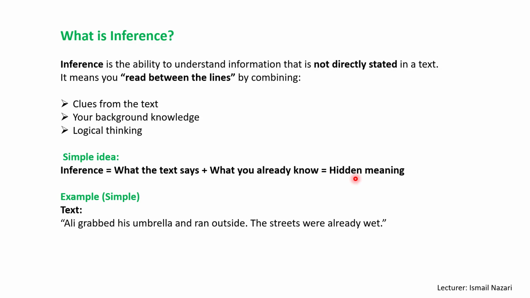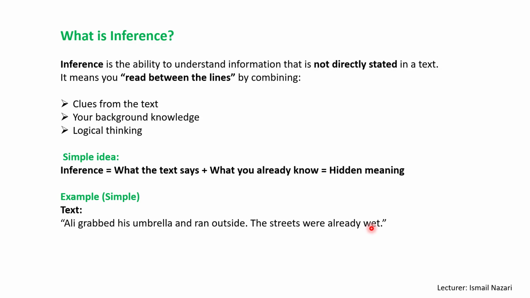Consider we have got this text. It's a simple example. We may say, Ali grabbed his umbrella and ran outside. The streets were already wet. So the first thing, here we have umbrella, here we have Ali, and running outside. So these are the words, basic things that the text says itself. Here we have the streets and wet. These are the clues, the words used inside the sentences.